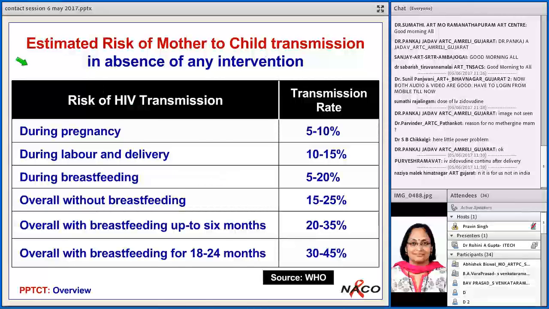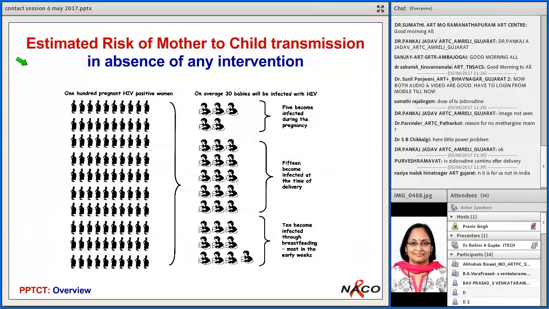All these are if no intervention is done. In a simpler way to explain to parents: each baby born to an HIV positive mother doesn't necessarily get infection. If 100 mothers were there, 5 of these 100 babies would be infected during pregnancy, 15 would get infected during delivery, and 10 would get infected during breastfeeding for 6 months. So this is a simple way of explaining these percentages.